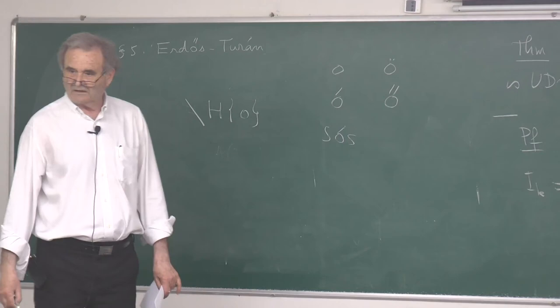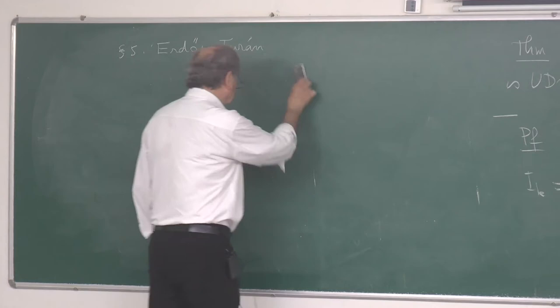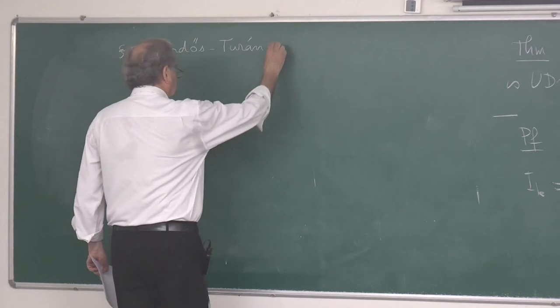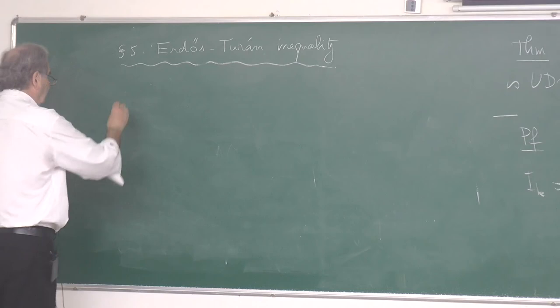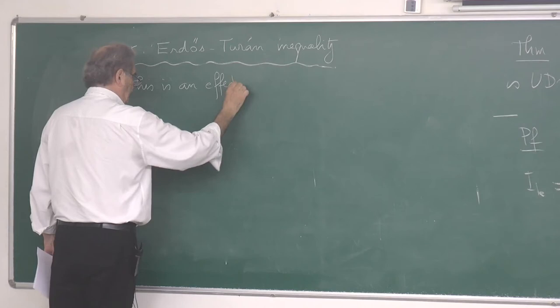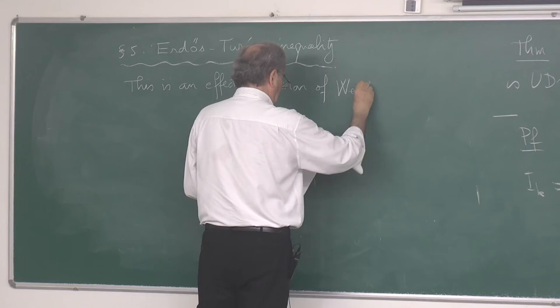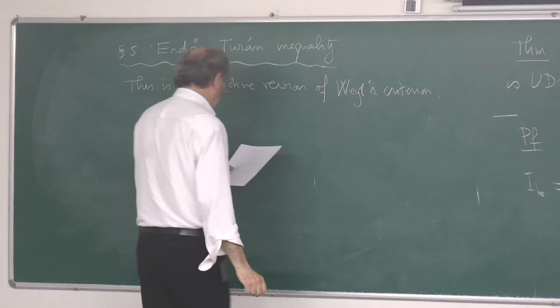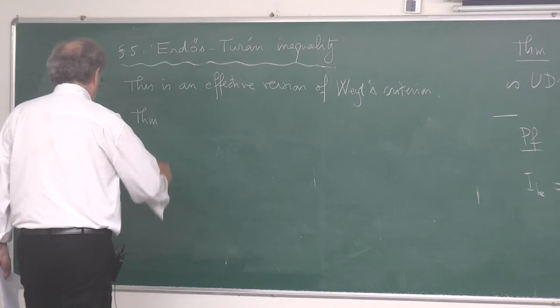Okay. And Turán, again, has an acute accent. So, okay, the Erdős-Turán inequality. So this is an effective version of Weyl's criterion. Maybe before writing it, I write something which is a discrepancy with respect to the length of intervals.